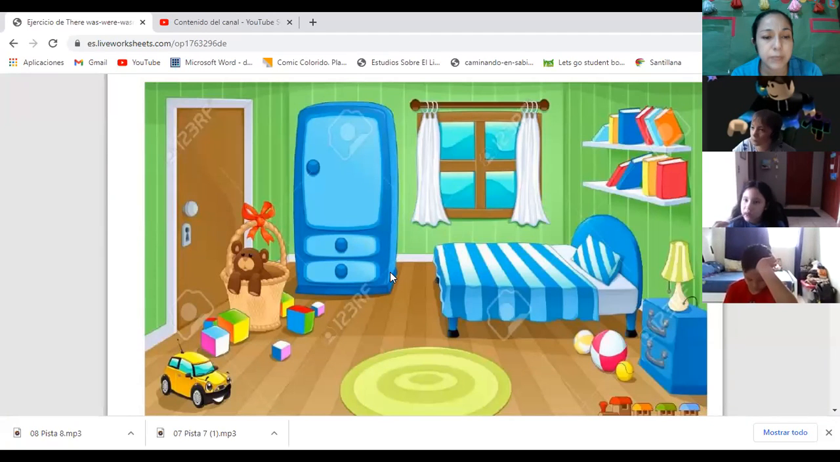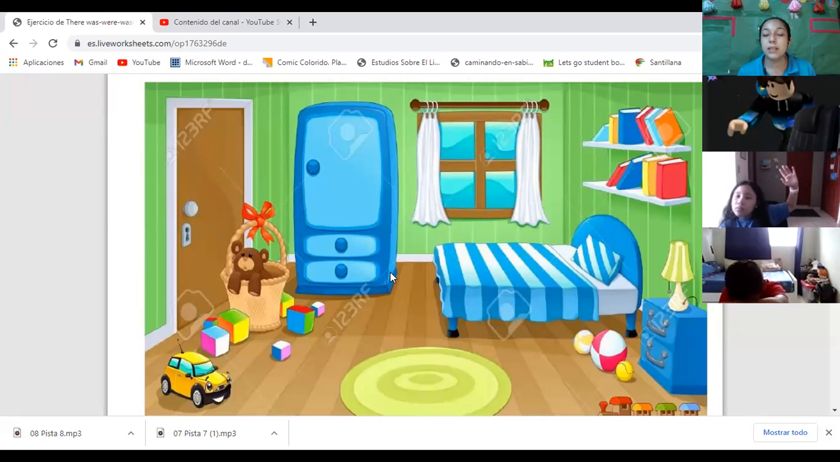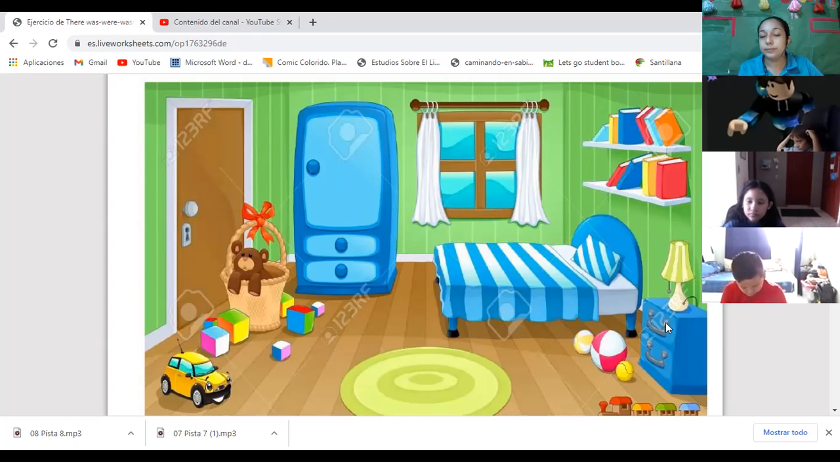And we have a lot of objects here, yes? Teddy bear, some blocks. What else? Balloons. Okay. Balls. Cars. Okay, car. A train. Okay, some boots. Teacher, ¿cómo se dice alfombra en inglés? Ah, okay. This one is a carpet. Okay, some curtains, a window, etc.